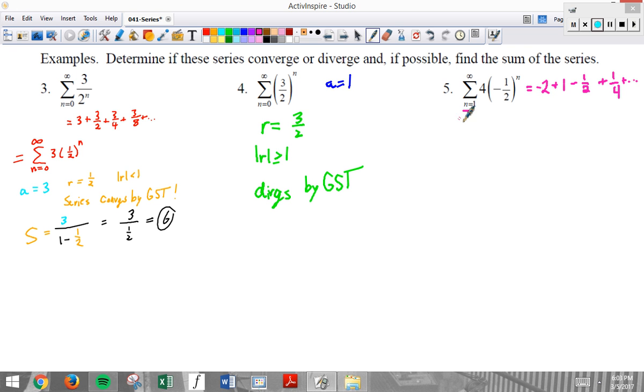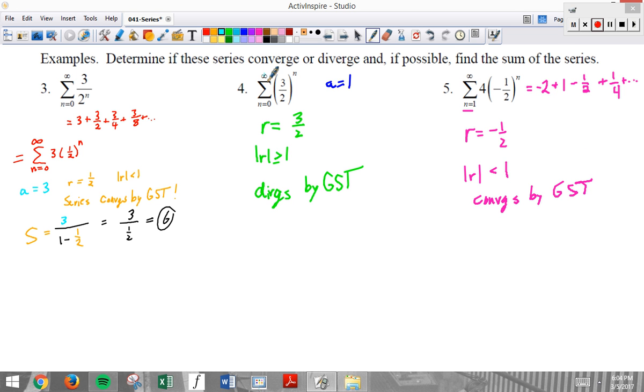Alright, so R. Whenever you see a whole constant, that's the hardest part. I see a number to the n power. I should be thinking geometric series. So here's R equals negative 1/2. So the absolute value of R is certainly less than 1. Less than 1. So it converges by GST, the geometric series test.